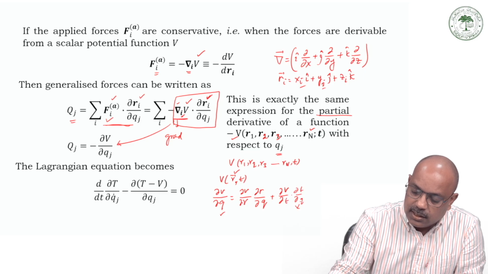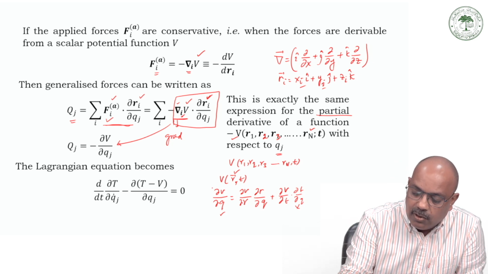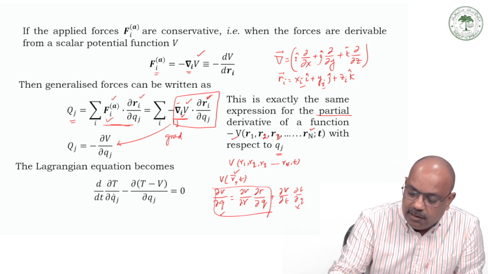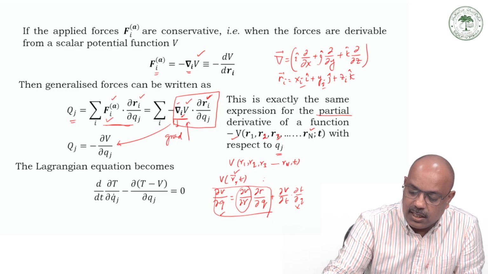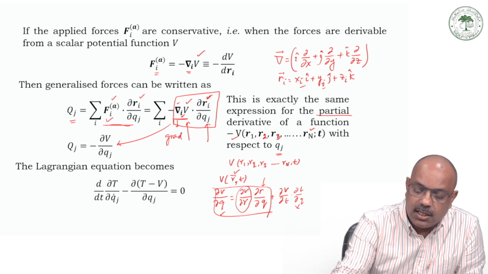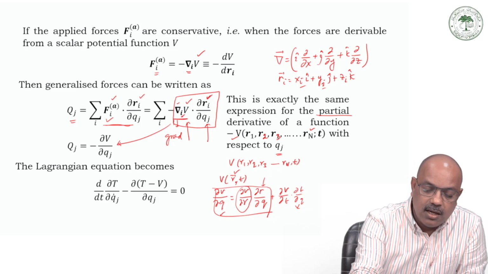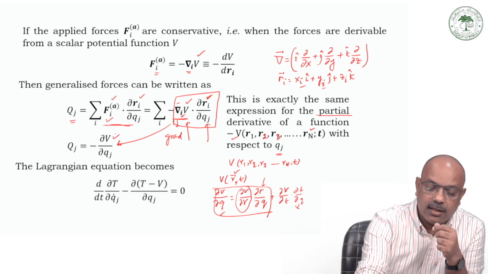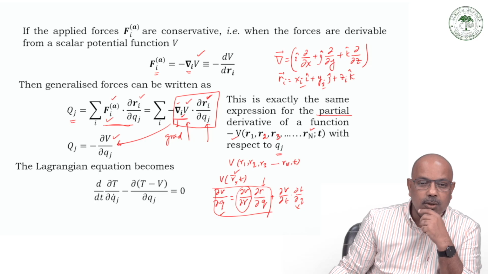This is nothing, because the potential is not depending upon this. So overall, del V by del r is basically this quantity, and del r by del q is del r by del q. So I can write this quantity as the partial derivative of the potential, which depends upon r, with respect to q.